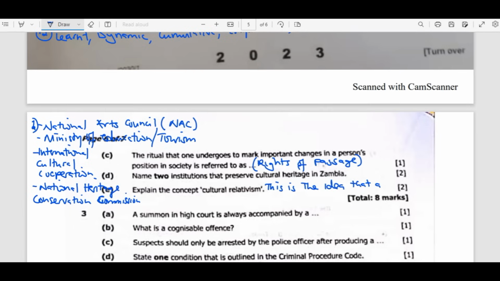This is the idea that a behavior can only be appropriate or properly understood.